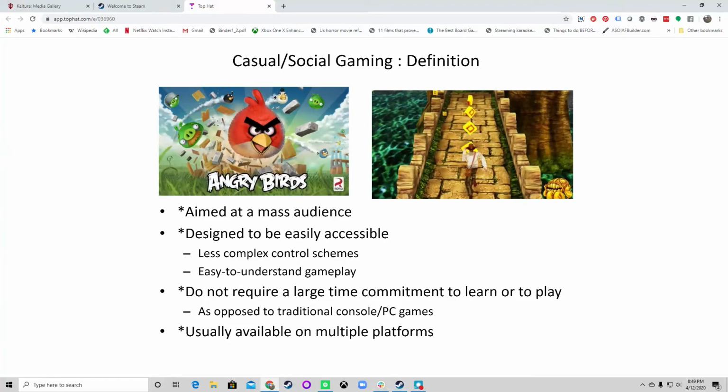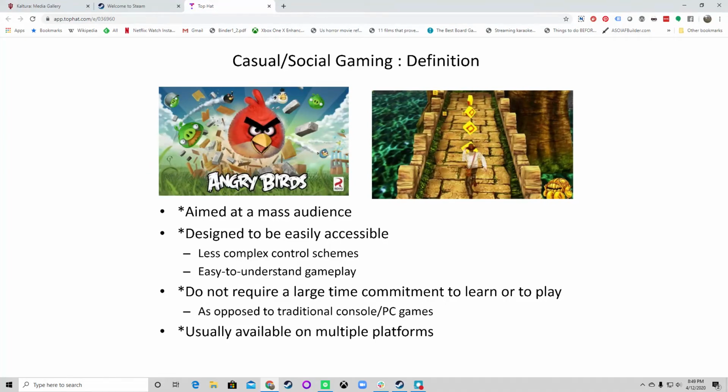They are designed to be easily accessible, right? They have less complex control schemes. It doesn't require 5 years of muscle memory to be able to play a game of Angry Birds, right? You just pick up your phone, you drag the little catapult thing, you throw the bird, you break some blocks, you're good to go. Temple Run, any of those little match three tile games, all this stuff works on these principles. So these games have generally very easy to access controls. The gameplay is very simple and intuitive.